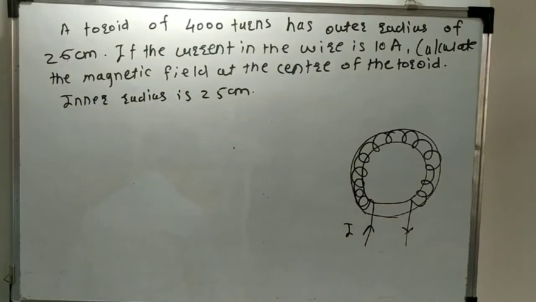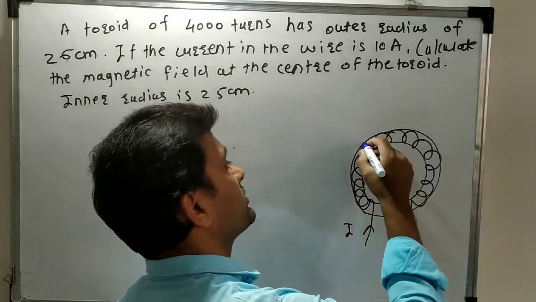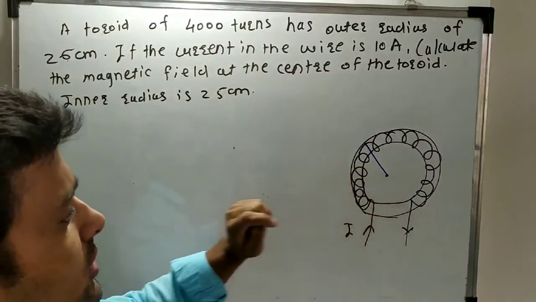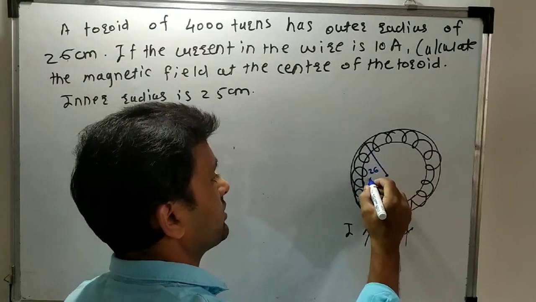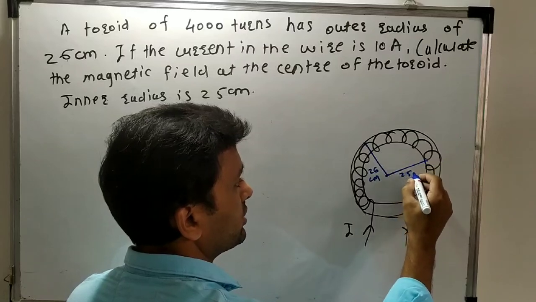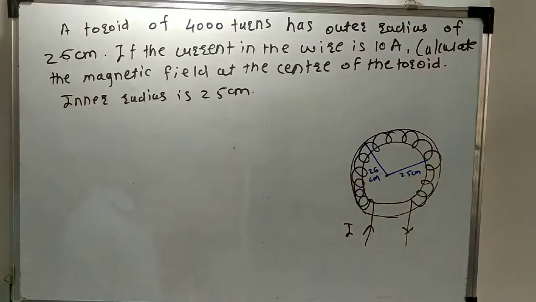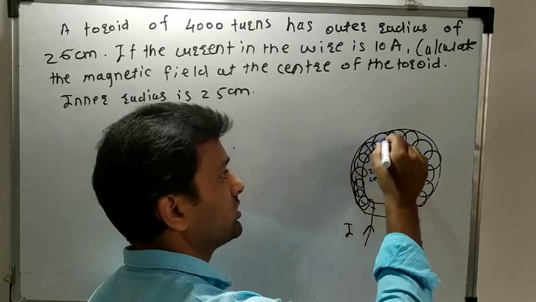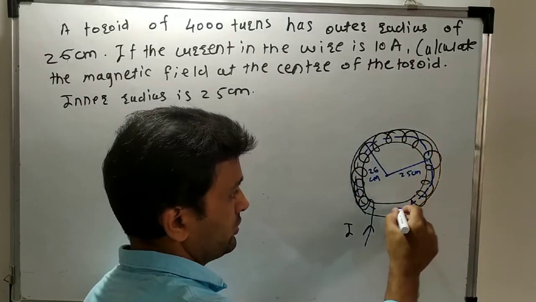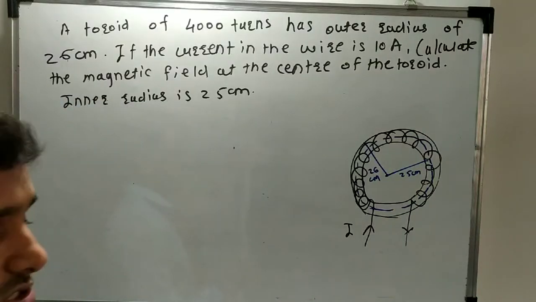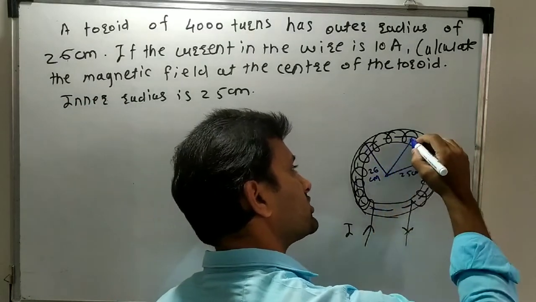So what are the values which are given here? Outer radius is given. So this is the outer radius from the center of the toroid. It is given as 26 centimeters. Inner radius is given. So what is the inner radius? 25 centimeters. Now what is the R? Here radius R is nothing but the distance from the center to the axis of the toroid. Where is the axis? This is the blue colored one, which is the radius, or we can call it the axis.